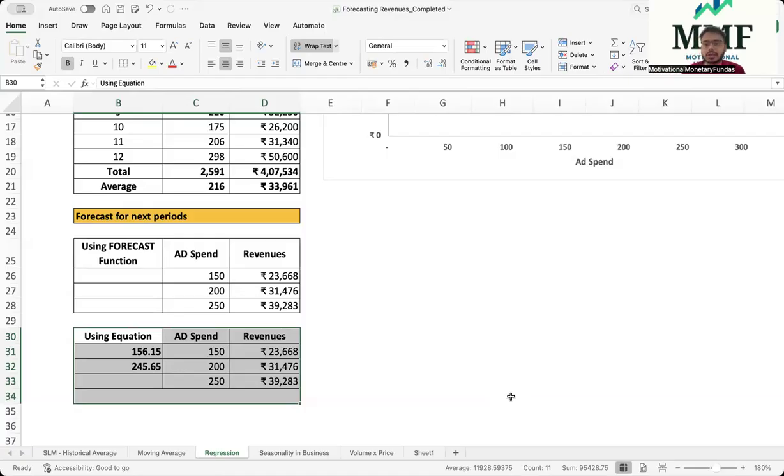The equation for regression is my bread and butter. Whatever final output comes via my equation should match with my forecasted function in Excel. If that's not matching, something is wrong. But in 99.999% of cases, it will match.